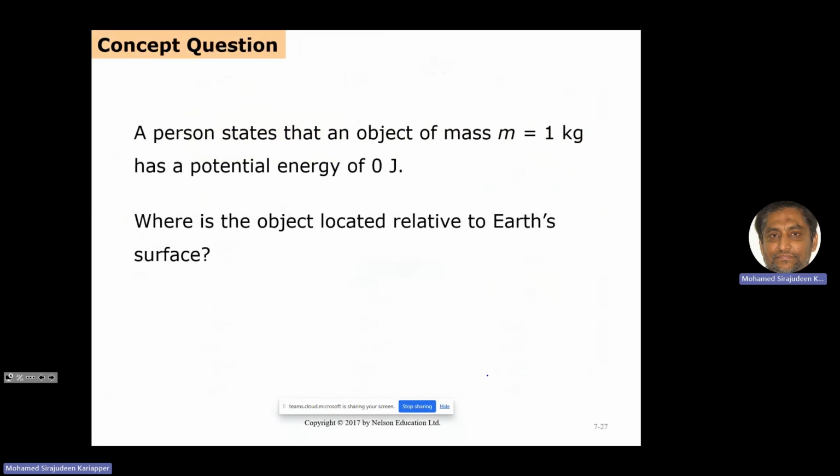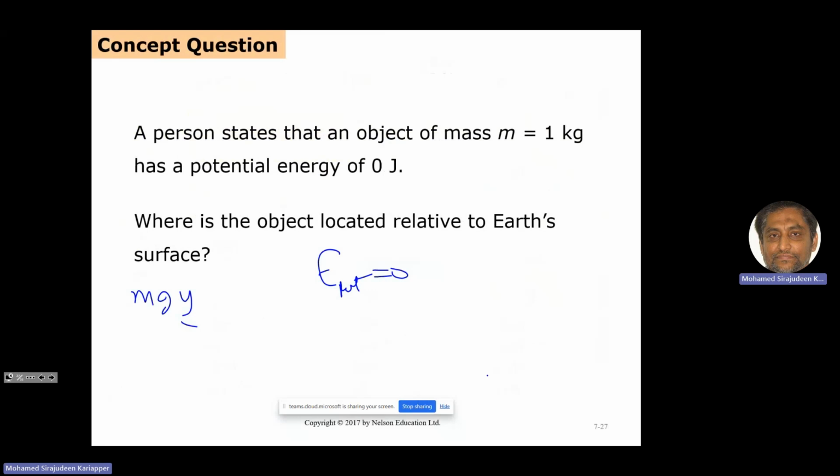So now we got this question. We already answered this question, but anyway, let me repeat. Somebody is telling you the potential energy, the absolute value, of some object is 0. Now, gravitational potential energy: the equation is potential energy, absolute value, is mgy. So can I tell you where the object is? No. You can say it is at y equal to 0.